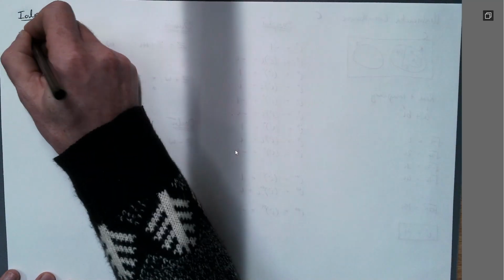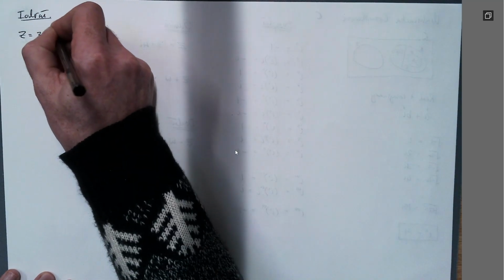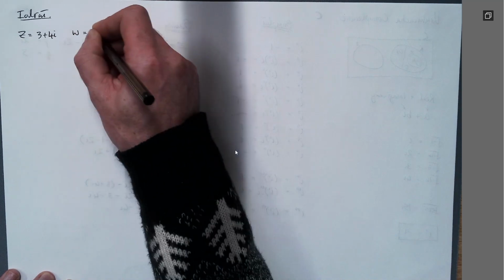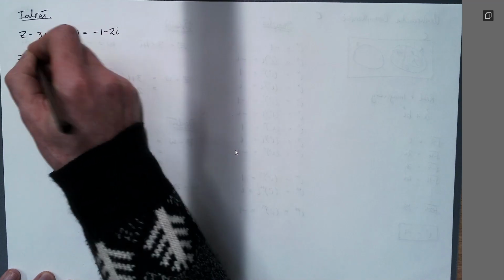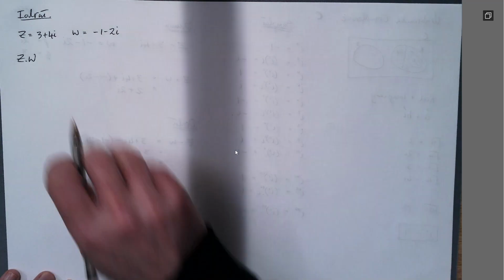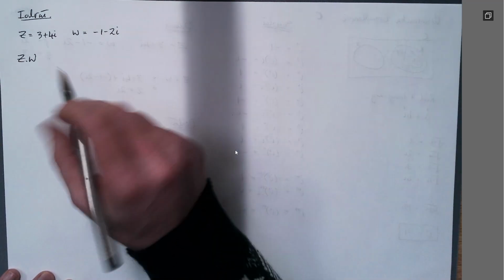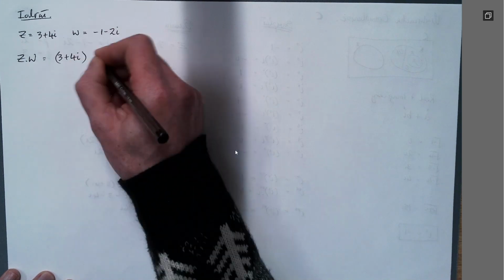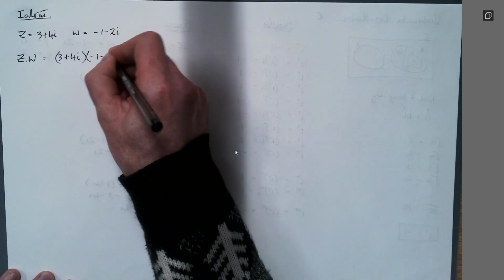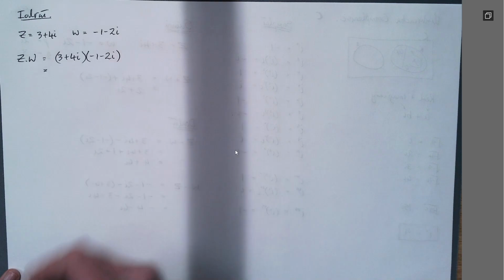We said (3 + 4i) and (1 − 2i). Now when you multiply, it's just like the multiplication of basic algebra. So that's (3 + 4i)(1 − 2i).